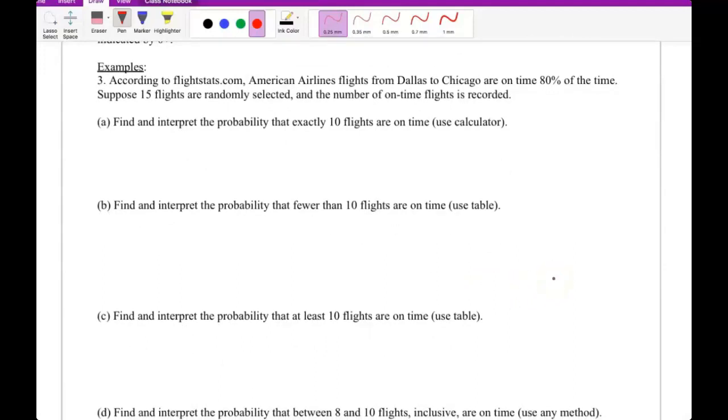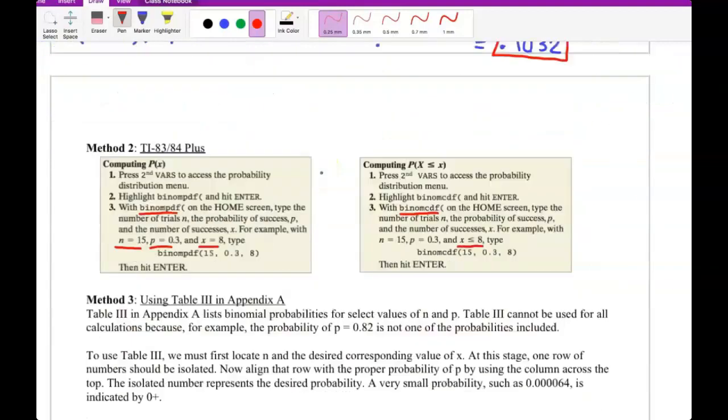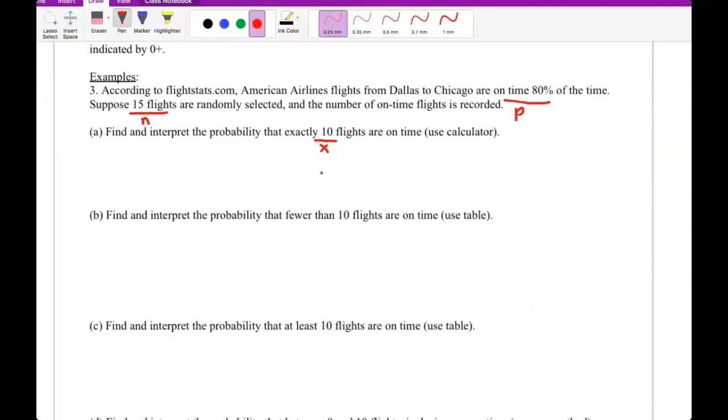Okay, example number 3. According to flight stats, American Airlines flights are on time 80% of the time. So this is again the probability of success. And again, we have 15 flights. That is n. So part A, find and interpret the probability that exactly 10 flights are on time. That's 10 is x. And that's why we need to use a calculator. This one also was 10 flights. Now in this part, it's asking to use a calculator.